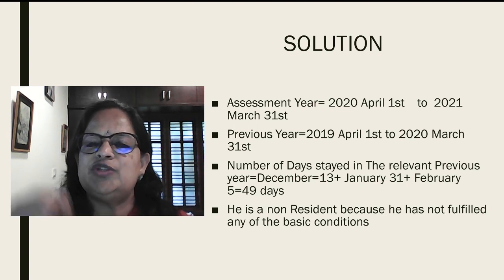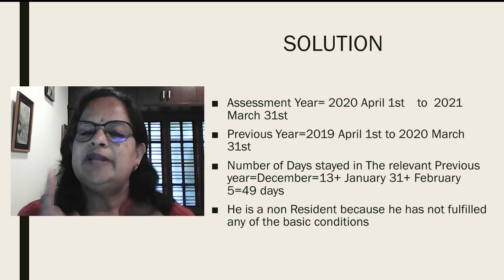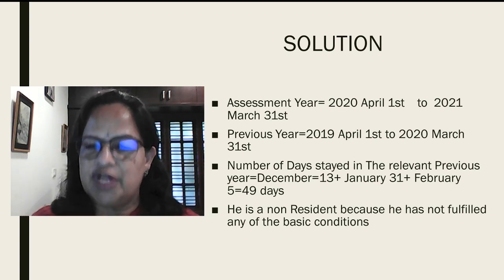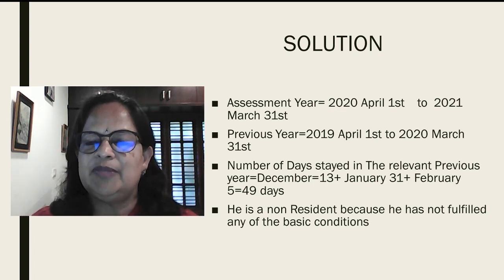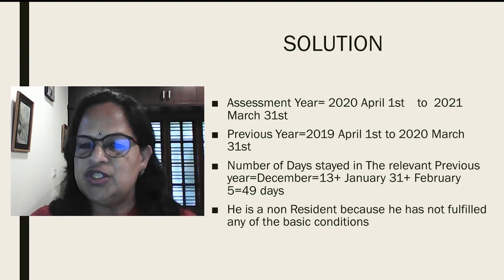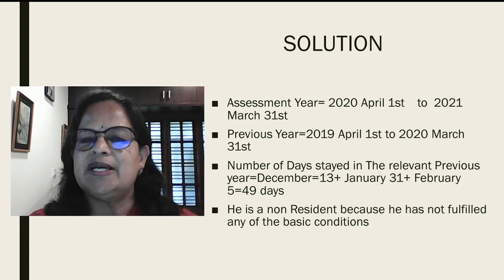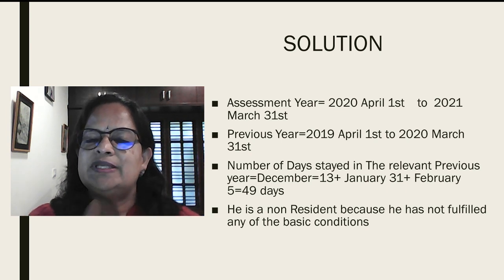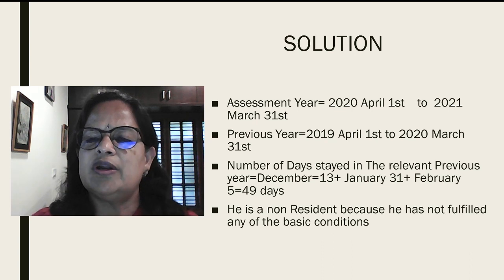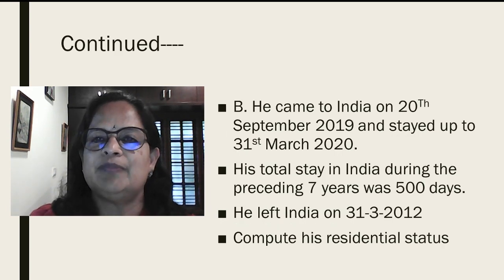This is similar to the first problem we worked on. The number of days stayed in India is only 49 days in the relevant previous year. So he is not satisfying the first basic condition of 182 days. The second basic condition, the first component, 60 days, he has also not completed, because 49 is less than 60. So he has not fulfilled both the basic conditions, and he will be a non-resident. This is the first part of the computation.